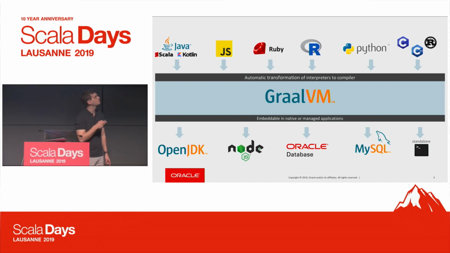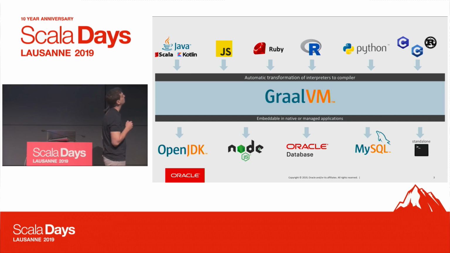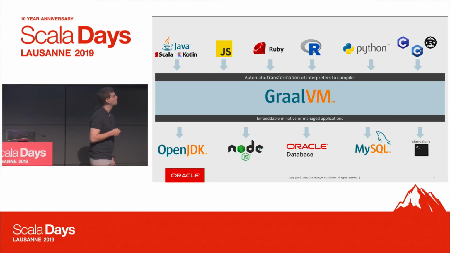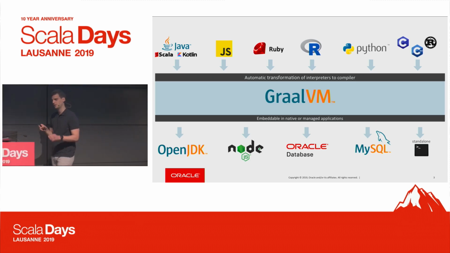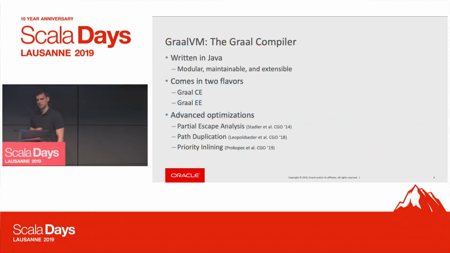At the bottom of the GraalVM, in the middle, there is the Graal compiler. And then on the bottom, you can run that on top of HotSpot, just like you do with Scala. Or you can run it as a Node.js application. You can run it inside of databases and other native platforms, such as Oracle Database or MySQL. Or you can run it as a standalone shell script. And we'll add a bit more to this picture today.